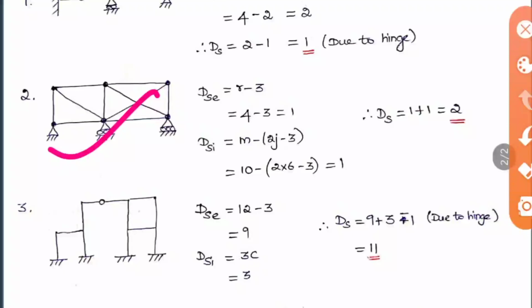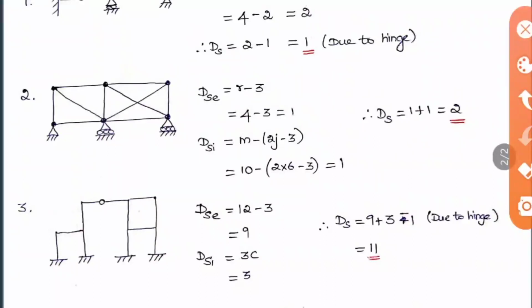In this question, instead of doing this, you can apply the simplified formula also. The simplified formula, we know, is m plus r minus 2j. If you directly use that formula, it is easy to obtain the answer. So you can try that also and check whether the answer is coming as 2.